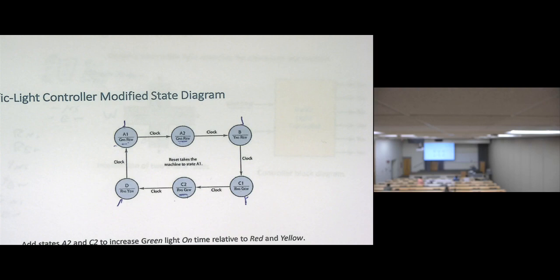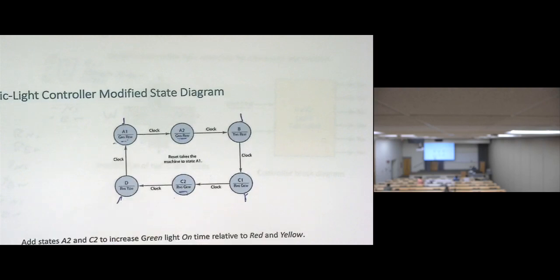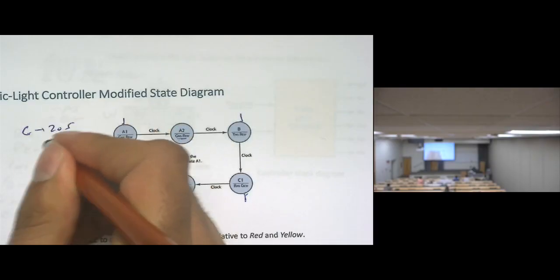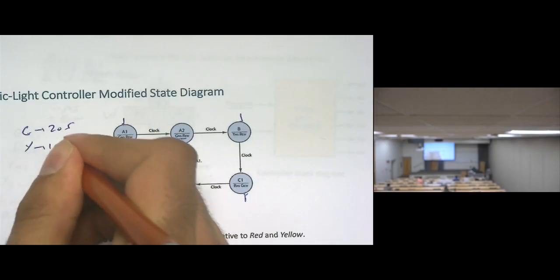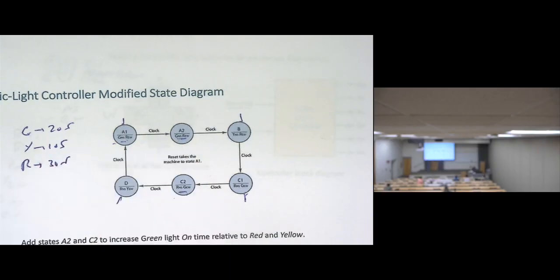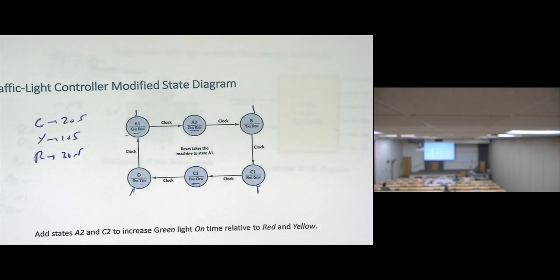So in this case, I can guarantee the green time can be extended. We can have the green 20 seconds, the yellow 10 seconds, but on the other hand, red will be 30 seconds. But I give more time for the green, so the green will not be too short. Okay, understood? Any questions?